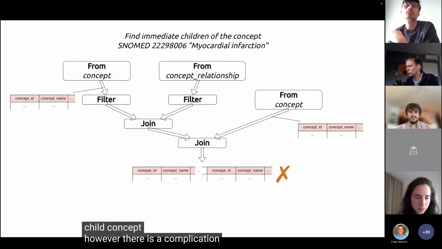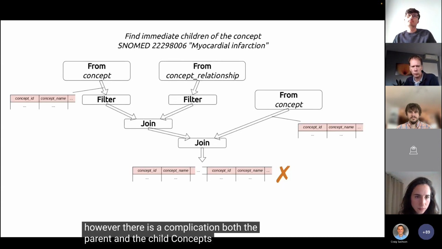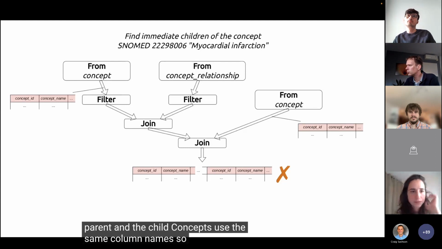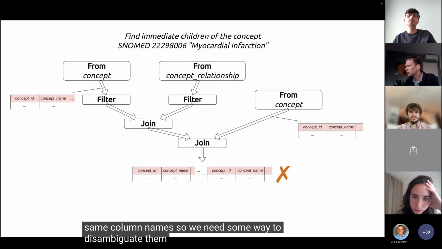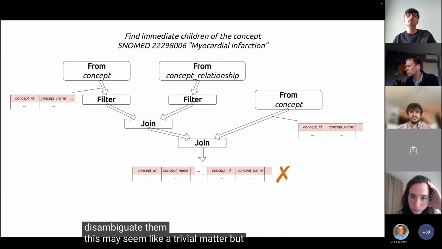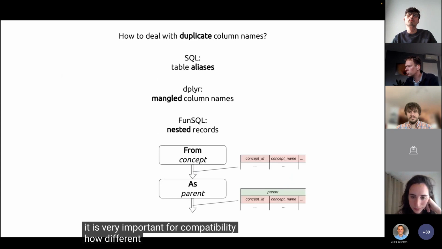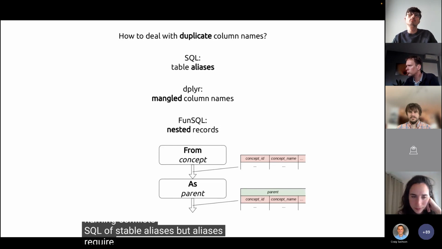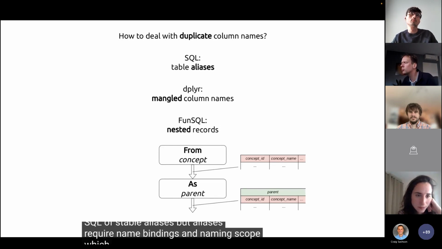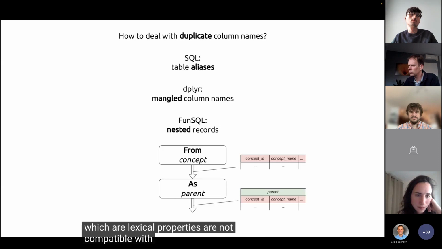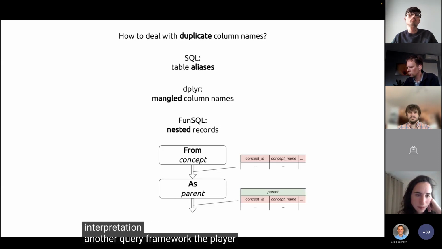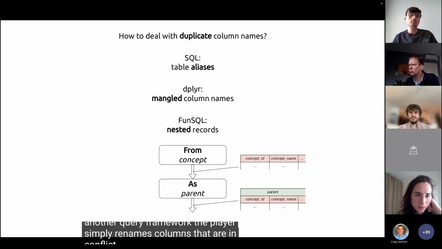However, there is a complication. Both the parent and the child concepts use the same column names, so we need some way to disambiguate them. This may seem like a trivial matter, but it is very important for composability. How do different query frameworks deal with naming conflicts? SQL offers table aliases, but aliases require name bindings and naming scope, which are lexical properties and not compatible with data processing interpretation. Another query framework, dplyr, simply renames columns that are in conflict.